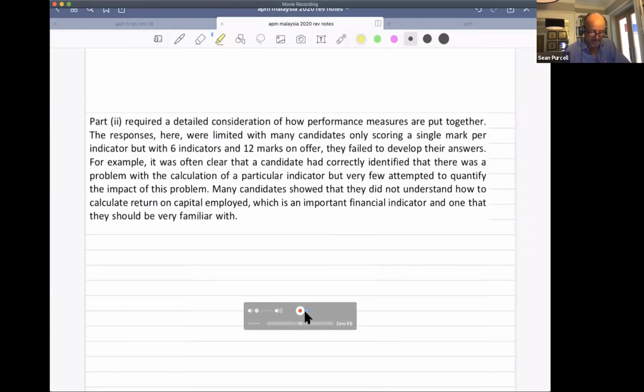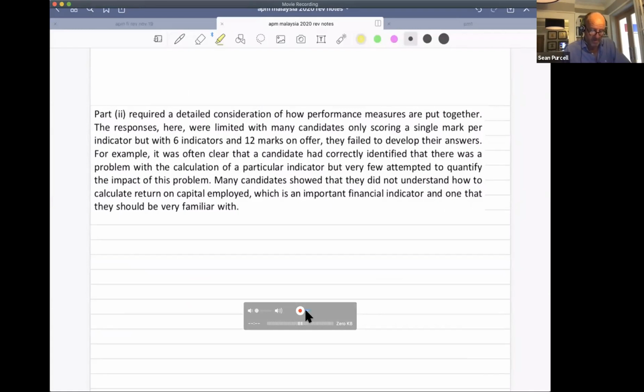What did the examiner say about this? Well, it required detailed consideration of performance measures and how they're put together. Responses were a bit limited. Candidates only scored a single mark per indicator, but with 6 indicators and 12 marks on offer, they failed. So they didn't focus on the marks. That's what I keep saying to you. There's 12 marks, get them.